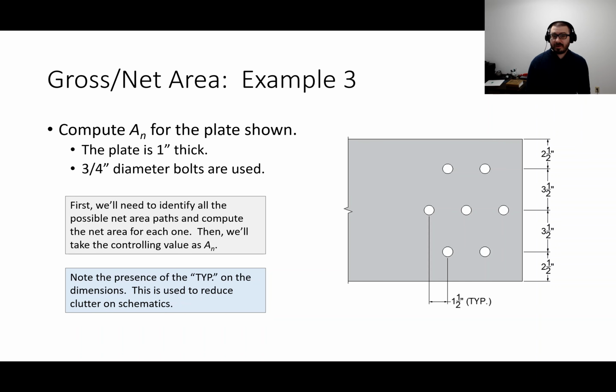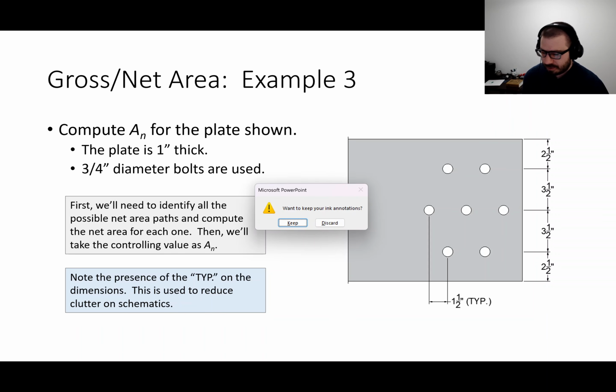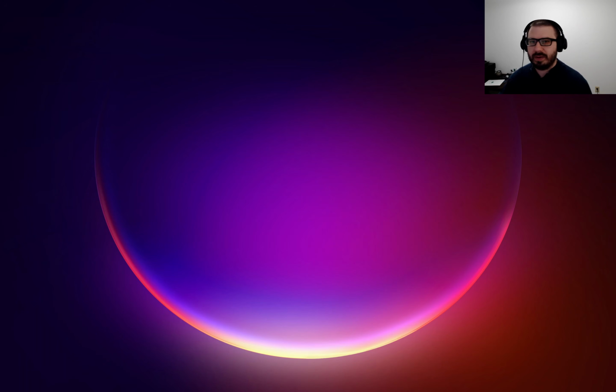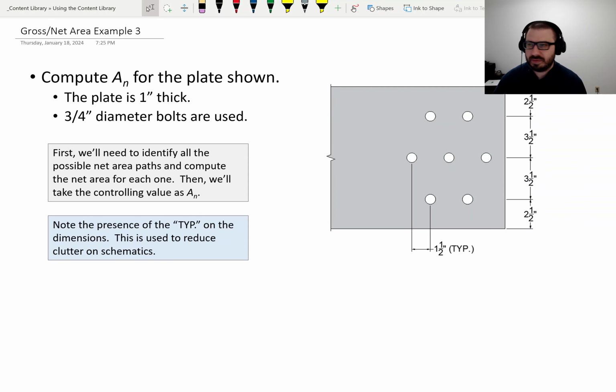Okay. To clarify what we're doing here, I want to go through the following example. We're going to compute the net area for this plate, this connection. The plate is 1 inch thick. We're using 3/4 inch diameter bolts, and I've got a series of dimensions here. A couple things that I'll point out. One of the things you'll see in these dimensions is this term typical. So actually, let me pull up the notebook here, because we're at a point where I can just start with the notebook.